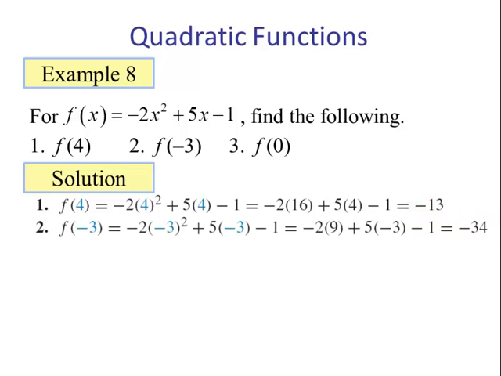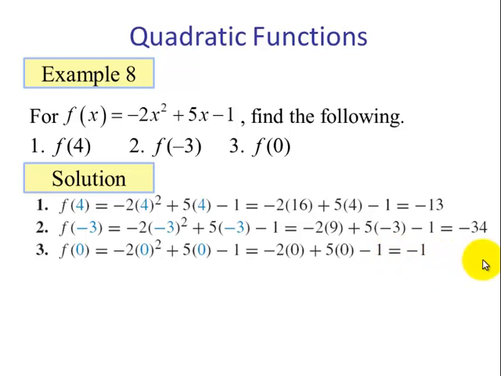Number 2, f of negative 3 becomes negative 34. And the last one, f of 0, becomes negative 1. Now this is also known as the y-intercept. So if we were to graph this quadratic function, the y-intercept would be negative 1.